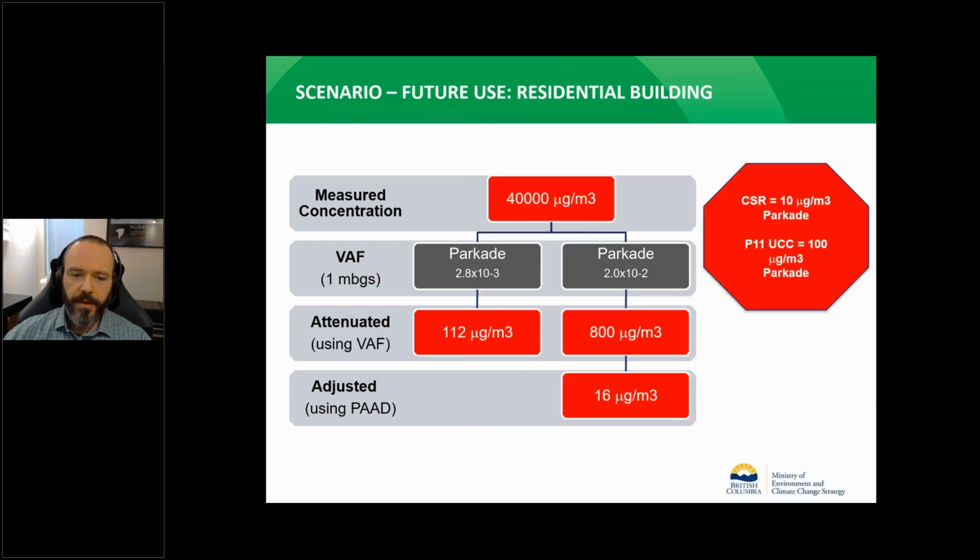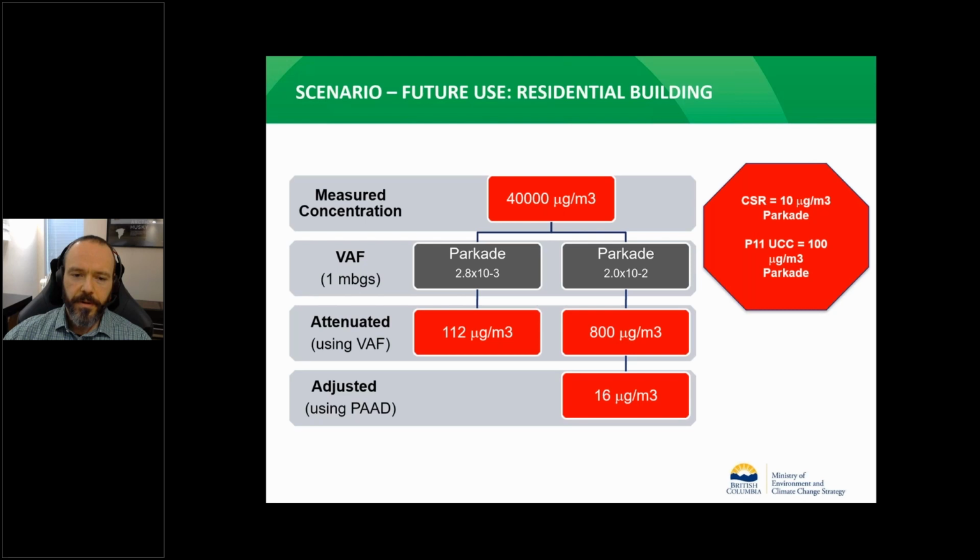Using the VAF for 1 meter below the ground, or below the parkade, which is 2.8 times 10 to the minus 3, we can calculate the predicted breathing zone air concentration for parkade receptors. This calculation results in an attenuated concentration of 112 micrograms per meter cubed, which is 10 times greater than the CSR standard for parkade use and above the upper cap concentration of 100 micrograms per meter cubed for parkade use.